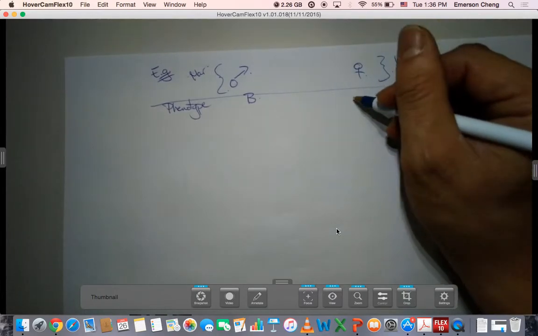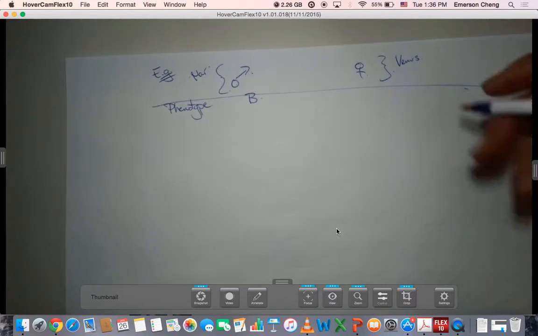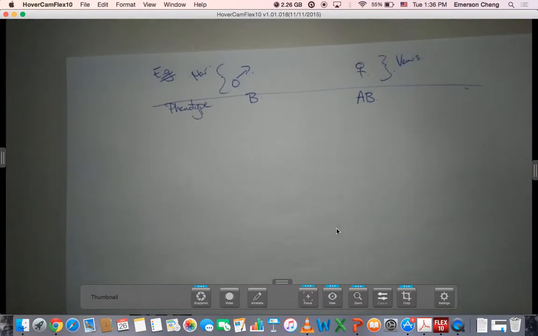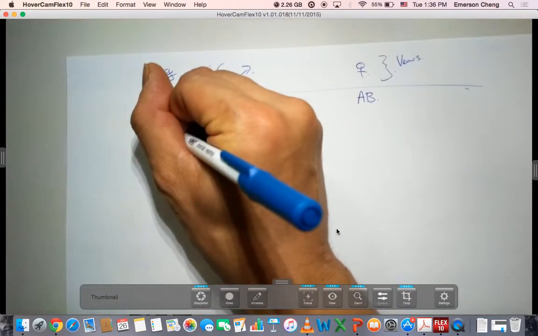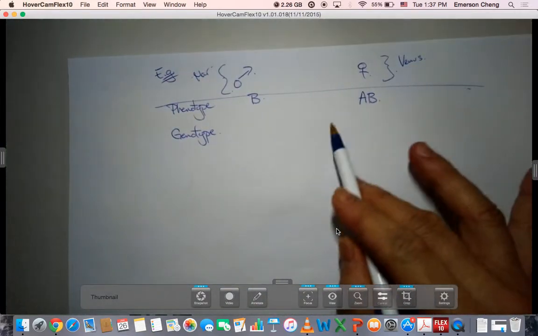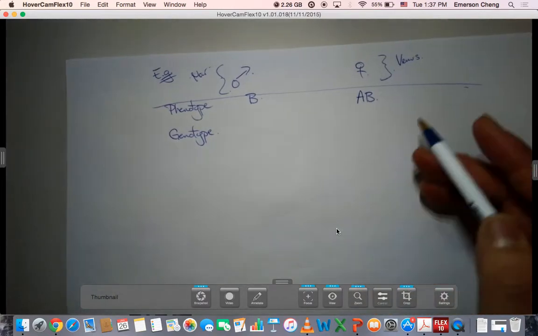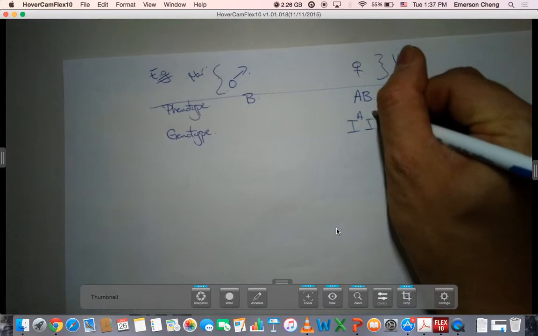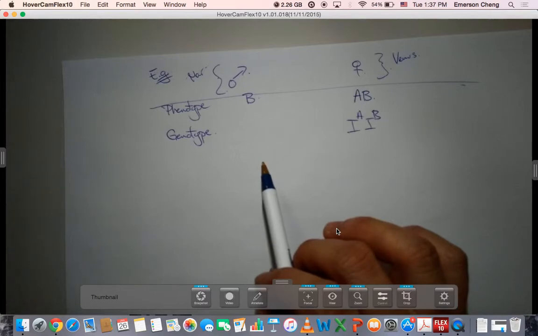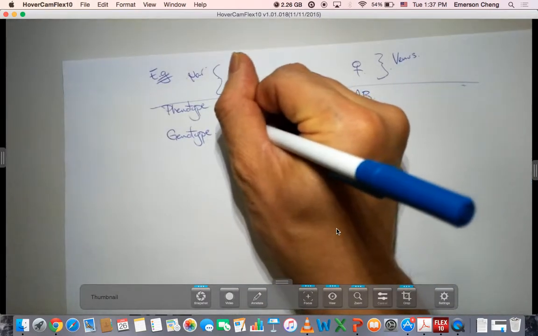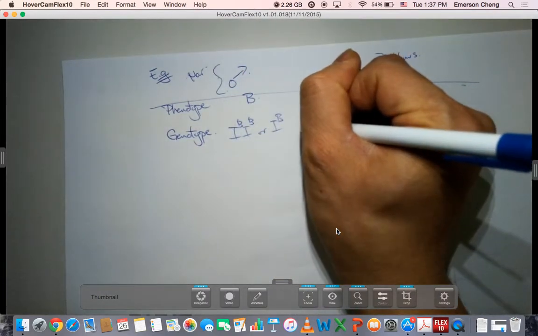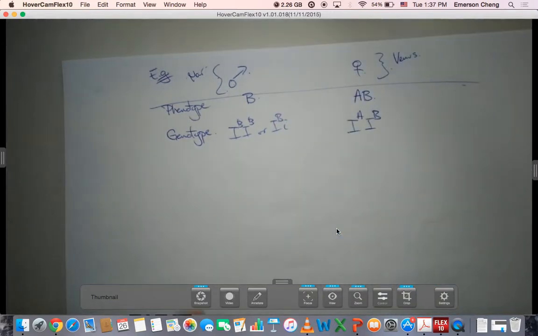Okay, so let's just say the dad is blood type B, and the mom is blood type AB. What are their possible genotypes? What's a possible genotype for mom? IA and IB. There's one possibility. For the dad, he can have what? IB IB, or IB and small i. Okay, that's good.